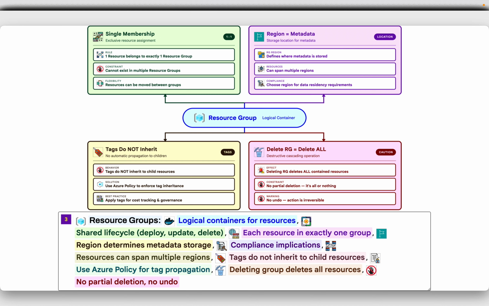Tags do not inherit to child resources, so use Azure Policy for tag propagation. Deleting a resource group deletes all resources with no partial deletion and no undo.